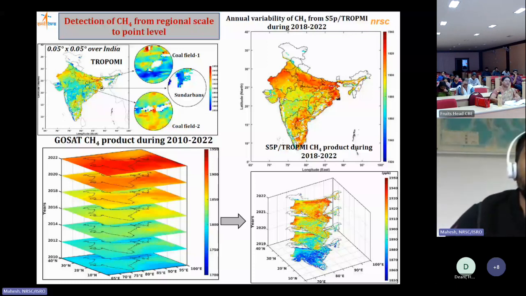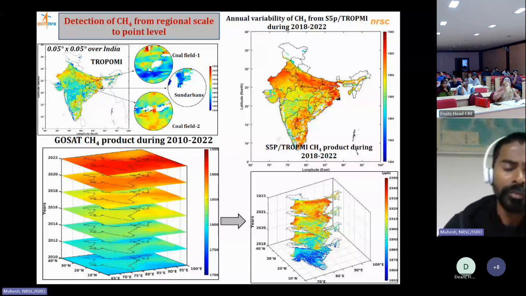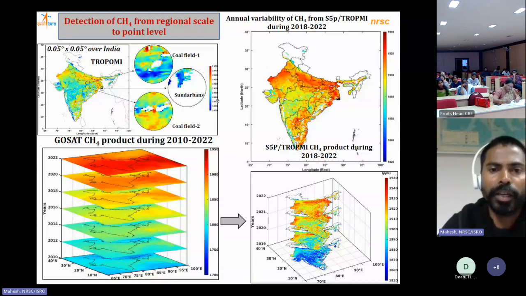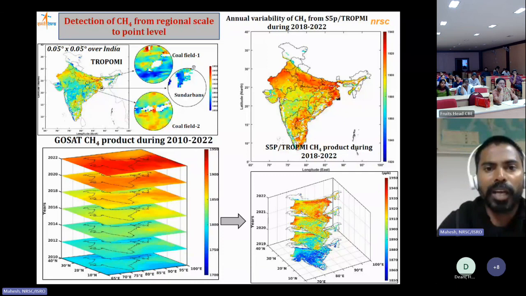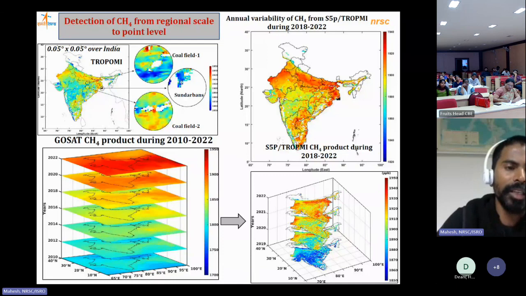Here I just want to highlight the coalfield versus Sundarban. This is the natural source of methane, Sundarbans, the largest wetland in the Indian region. And the coalfield is an anthropogenic source, a human source. If you see the concentrations here, the blue color indicates around 1880 to 1890 ppb, whereas in the coalfield the concentrations are around 1950 ppb. It's a clear indication that the anthropogenic effect is more dominant than the natural ecosystem sources.